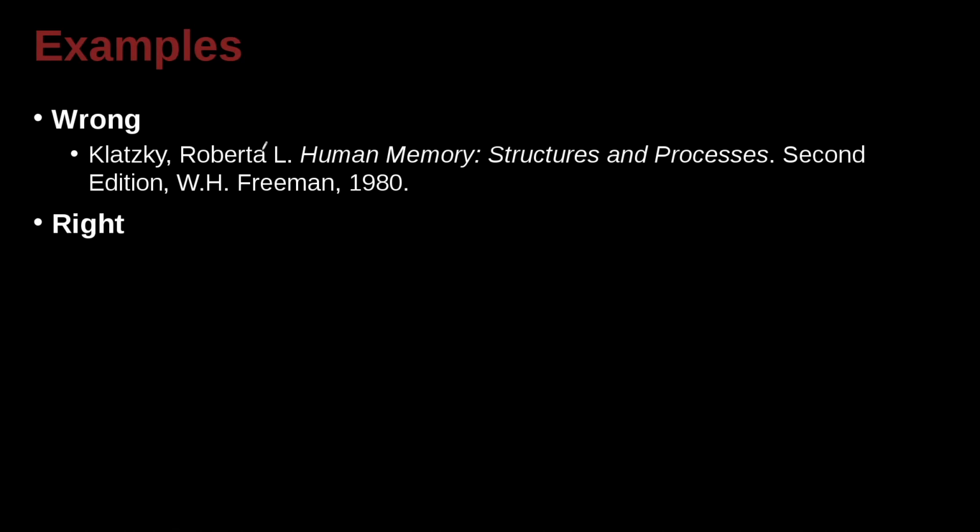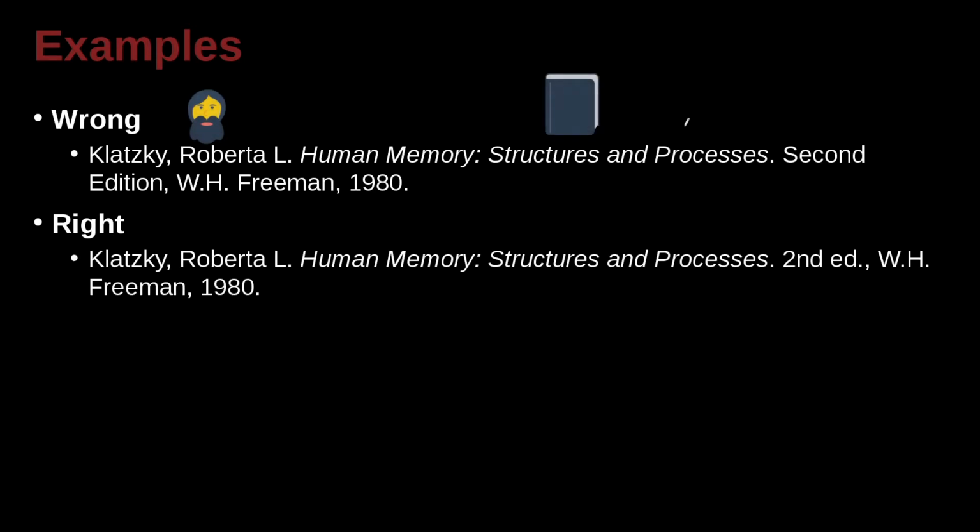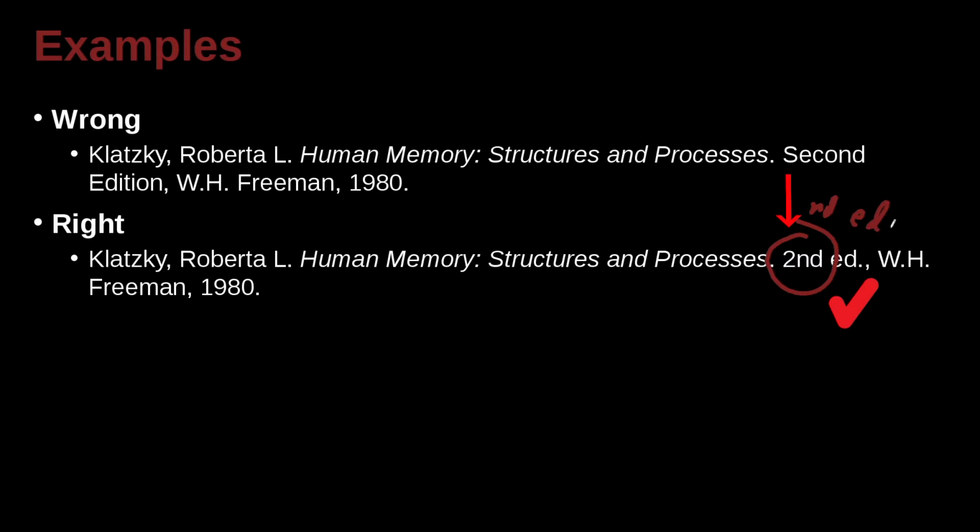Klatsky, Roberta L. Human Memory: Structures and Processes, second edition, W.H. Freeman, 1980. So here we have the author, and we have the name of a book, and we've also specified the edition. However, inside MLA, we do need to be careful about that second edition. In MLA, we're allowed to write nd for second and ed. for edition.